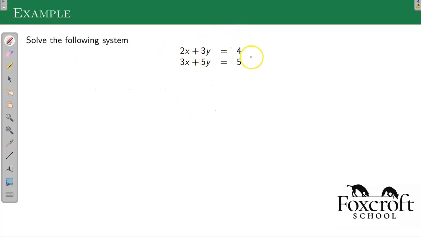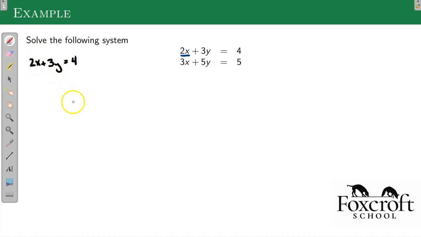All right, so let's do it again. If I look at this situation, which variable makes sense to solve for? I would always just go for the one with the smallest number in front. So I'm going to solve for this 2x. I'm going to go to the side and write 2x plus 3y equals 4, and I'm going to get this x all by itself.